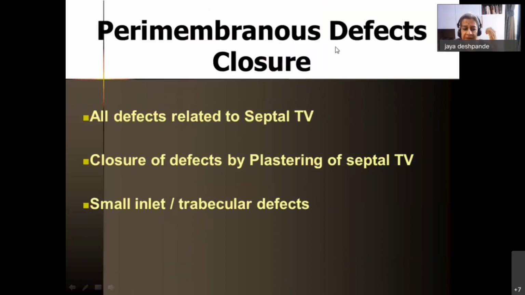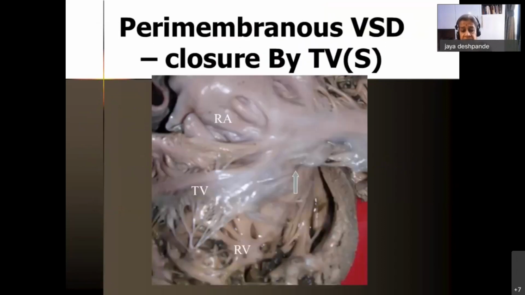Now, do perimembranous defects close? Many of the defects which are related to the septal tricuspid leaflet sometimes close, and they close by plastering of the septal tricuspid leaflet. If there are small inlet or trabecular defects, then the septal tricuspid leaflet can plaster across those defects and close them, and also they can close by ingrowth of fibrous tissue.